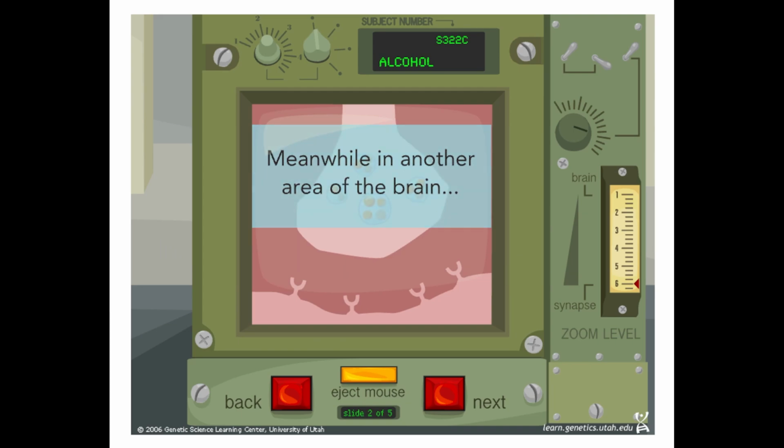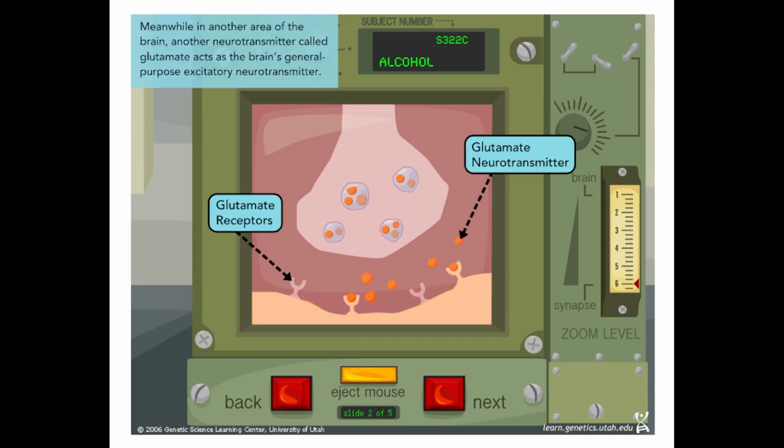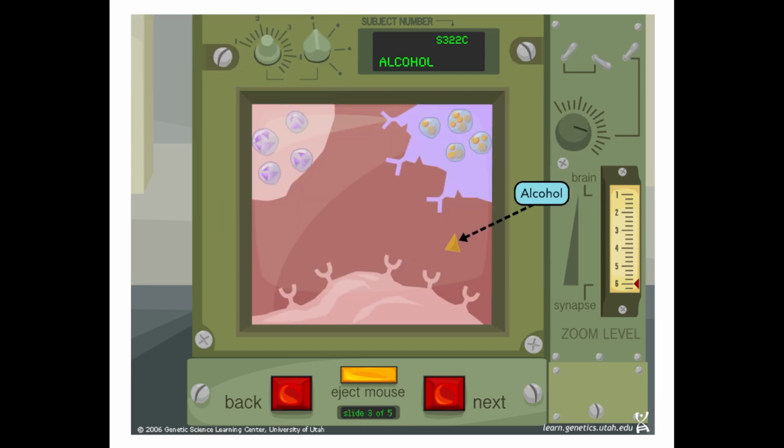In other areas of the brain, we have what are known as the glutamate neurotransmitters. That's what you can see here, those little orange dots. We see the glutamate neurotransmitter and the glutamate receptors. This acts sort of the opposite of GABA. It's the general excitatory neurotransmitter. So when this binds, it's going to tell those nerves, fire, fire, fire, and they're going to be more likely to send signals. So we have that excitatory and also the inhibitory neurotransmitters acting here.